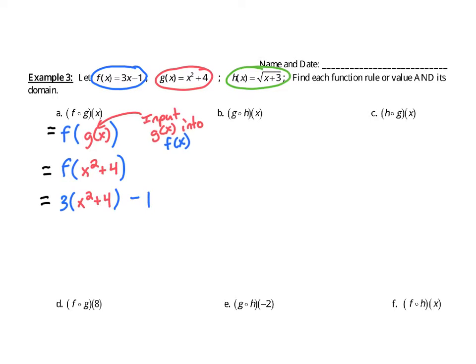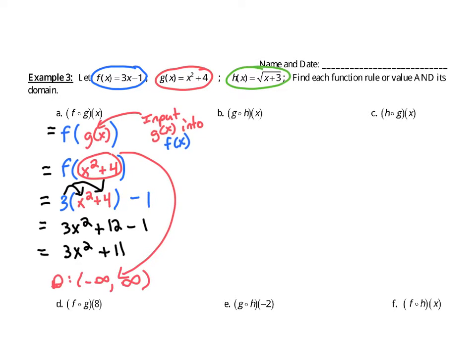So you are not plugging in just a single number. Now you're plugging in an entire expression, x squared plus 4. So the function f acts as our outline or base function, and the function g acts as our input function. Now we will simplify. I will take the 3 and simply distribute it to both terms in the parentheses, and I result with 3x squared plus 12 minus 1. Well, that leaves me with 3x squared plus 11.